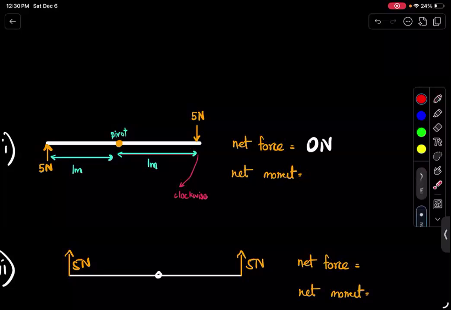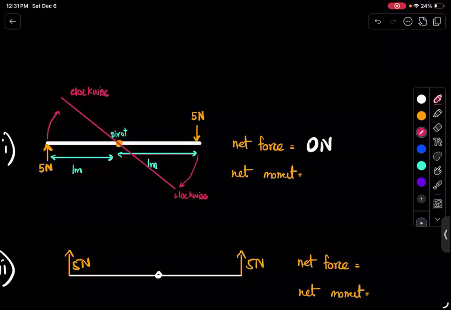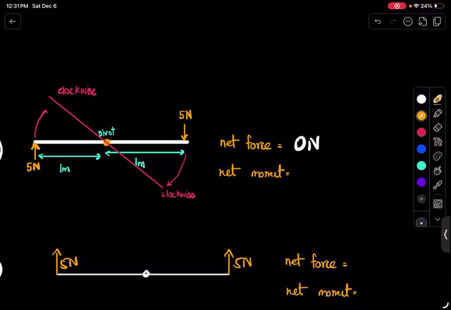And think about it. If you apply a force in the opposite direction but upwards, isn't this going to turn the pencil like this, right? So that means it's going to turn your entire pencil or your bar in a clockwise direction. You can even try doing it. So the net moment is not zero. There is going to be a 5 into 1 plus 5 into 1 net moment, which is 10 Newton meter clockwise moment.